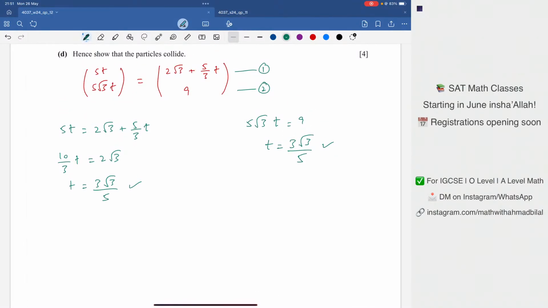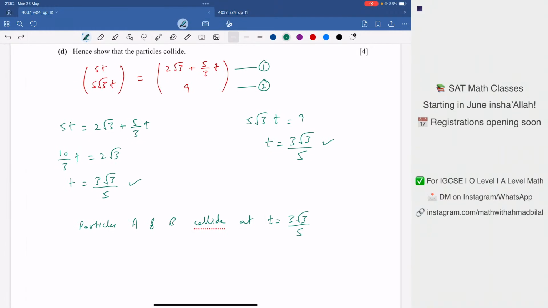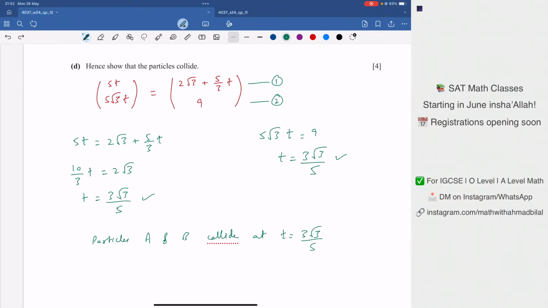So we say, since both of these are the same, the particles A and B collide at t equals 3 under root 3/5. This is the time instant at which the two particles collide with each other. Sometimes they will ask you to show that the particles do not collide. You will equate these position vectors. The values of t would not turn out to be the same, and that would mean that the particles do not collide. In this case, they're turning out to be the same. So that means that they do collide.